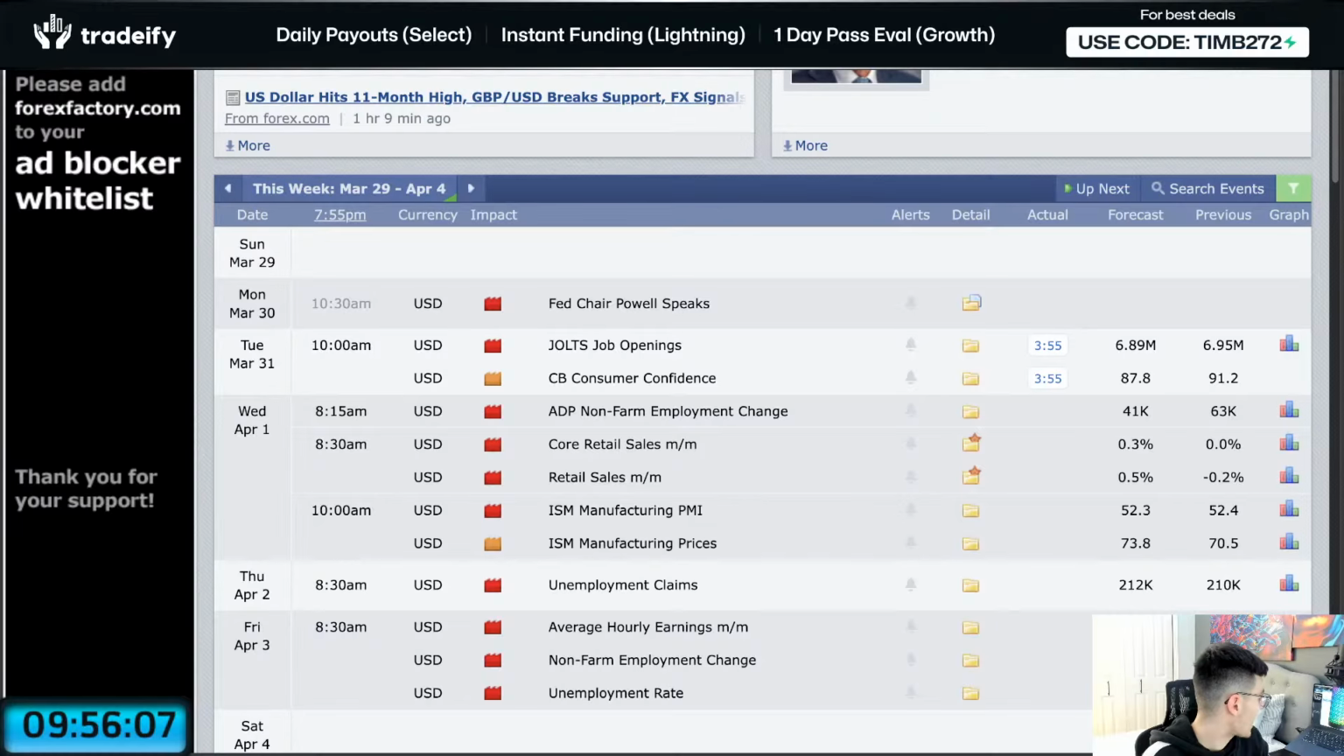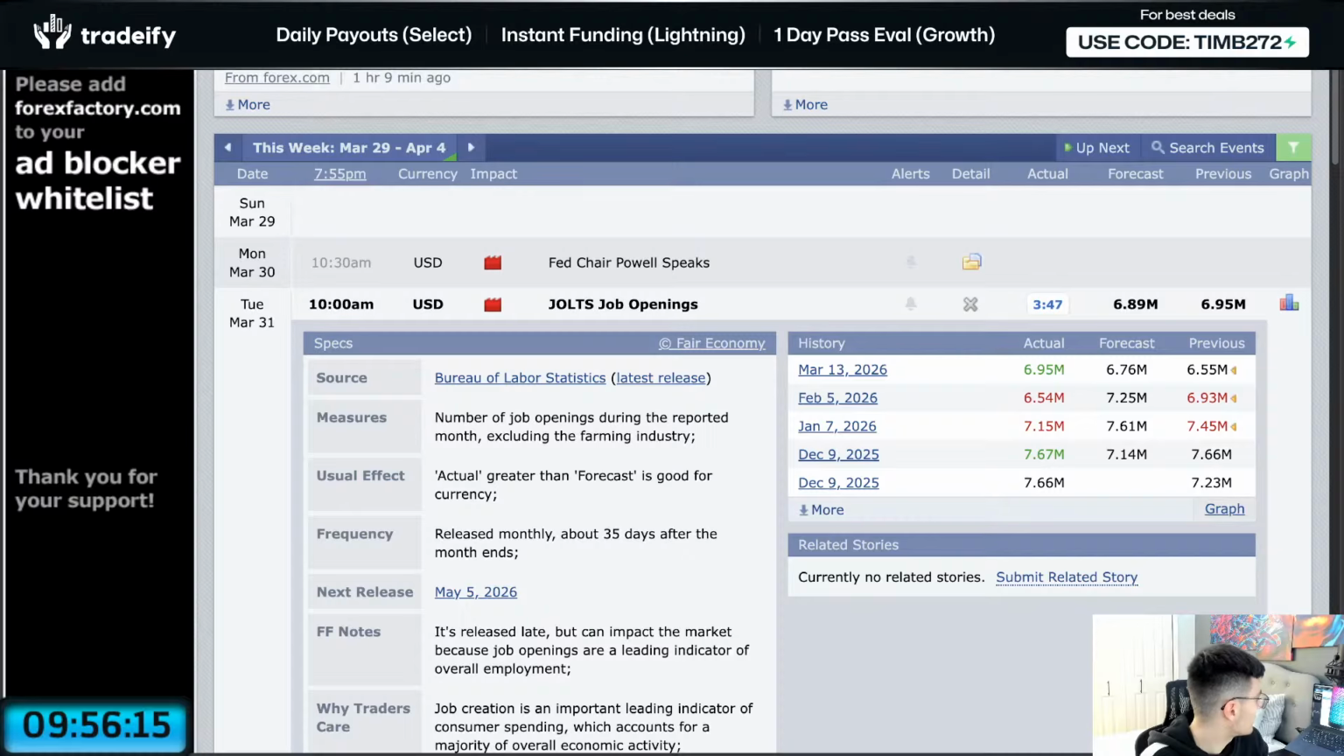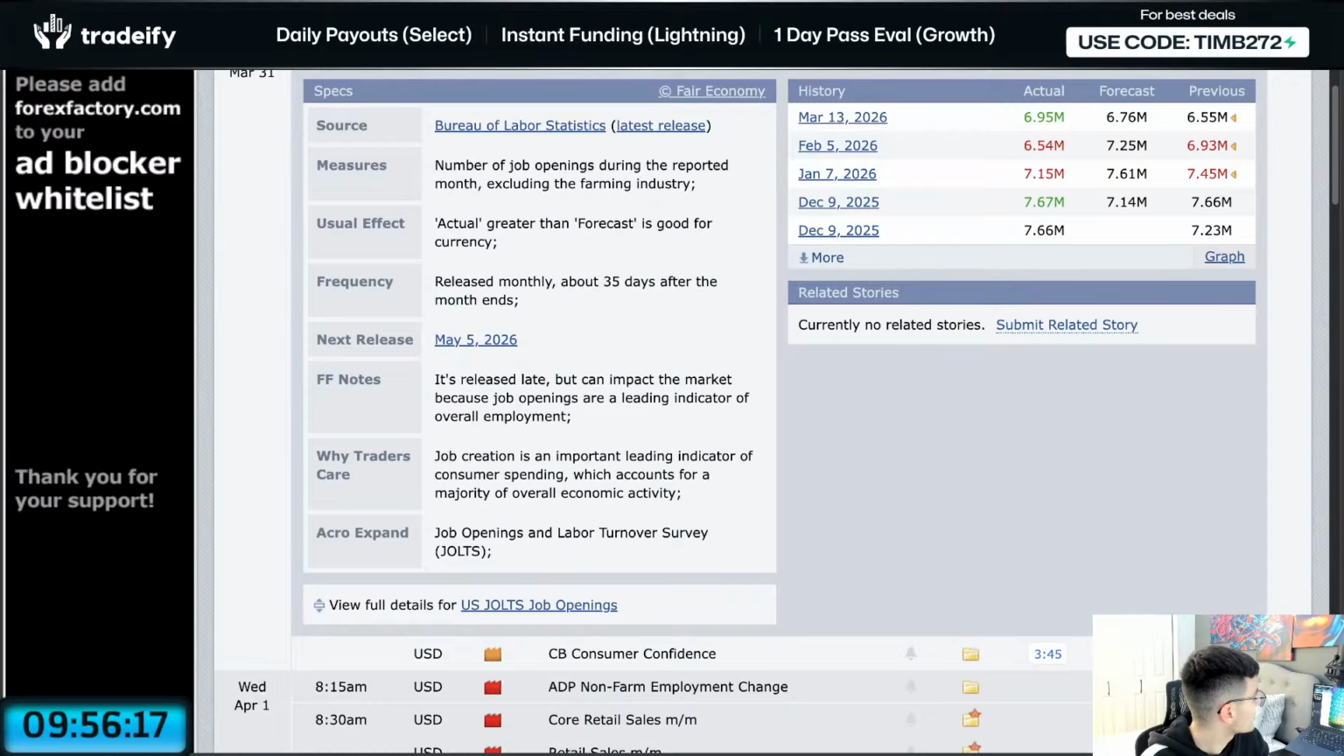But let's say I don't know what Jolt's job opening means. See, it says detail, open detail. You click that. So source, where it comes from, what it measures, if you don't understand what it measures. So the usual effect. It says if the actual is greater than the forecast, it's good for the currency. And if you guys have traded Forex in the past, you will know this. If it's good for the currency, that means it's bad for the Nasdaq. That means it's opposites, you know what I'm saying? So, and how frequently is it released?